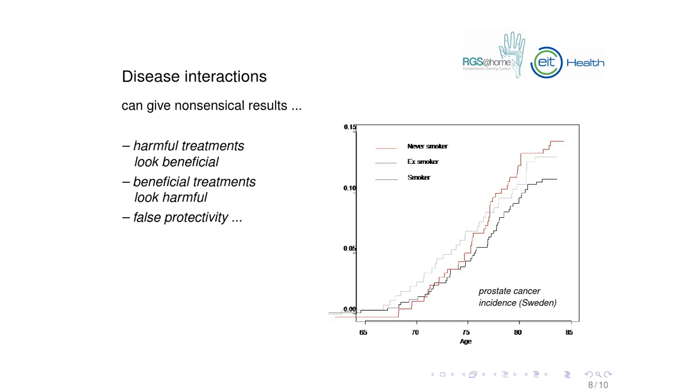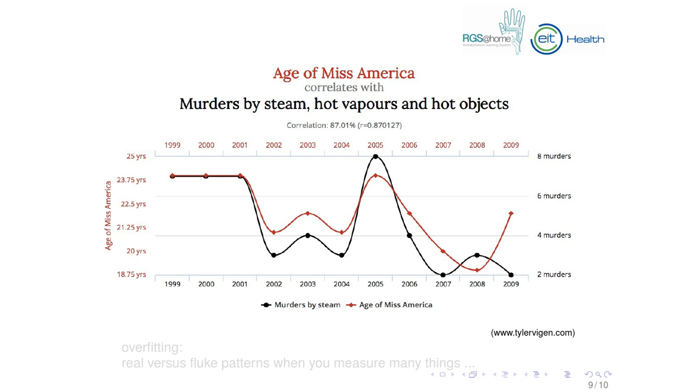And finally, I mentioned already that if you measure many things, you will sometimes see patterns that are simply fluke. And this is an example. There is a website, the link here, where someone has been collecting many data, and he was looking for data that happened to coincide or that happened to correlate. And this is an example. There are many more, where he plotted the age of Miss America over the different years in red, and in the same graph he also plotted the number of murders in the US by steam, hot vapors and hot objects in black. Now obviously they have nothing to do with each other.